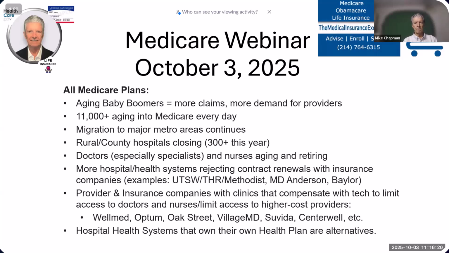Now, sorry for too many words on one slide. Here's a macro look. You've got aging baby boomers, so we're all getting older, more claims, more demands on providers, doctors, and hospitals. You've got 11,000 plus aging into Medicare every day. And then the other thing that's happening is a migration to major metro areas like Atlanta, Dallas-Fort Worth, Austin, and Houston. They continue to grow.